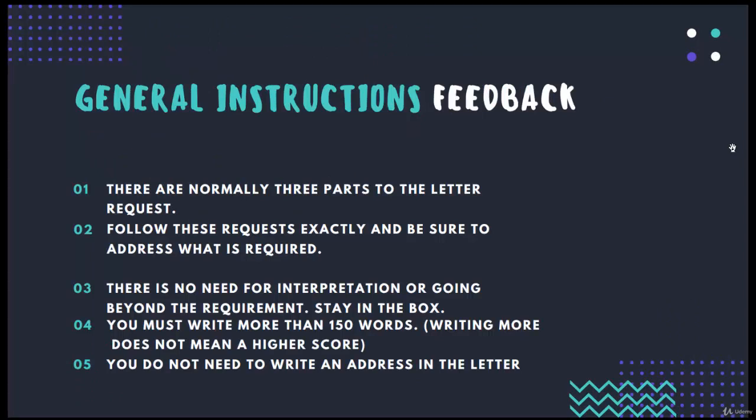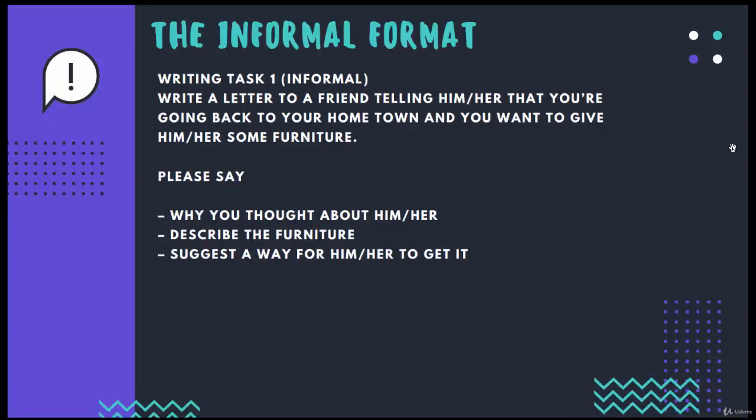In terms of just some general information that you need to know when you're taking the general letter, there are always three parts to the letter request. Three parts, right? Look right here. These are the three parts. Why you thought about him or her, that's part one. Describe the furniture, that's part two. Suggest a way for him or her to get it, that's part three.